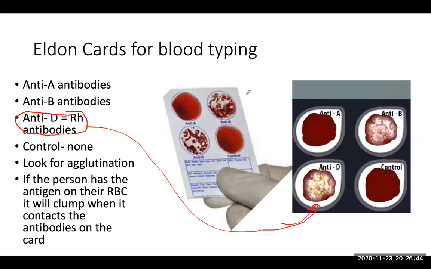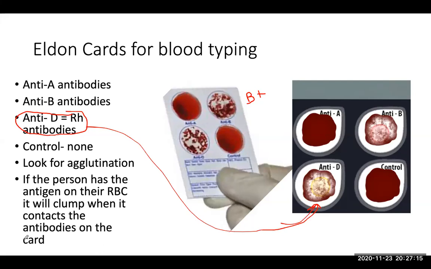So this person is B positive because they agglutinated for B. That means their red blood cells have B antigen, and they also agglutinated with the Rh factor. So they have the Rh factor, so they are positive. They are B positive. Okay, you need to be able to identify all the different blood types, all the different combinations using this Eldon card.